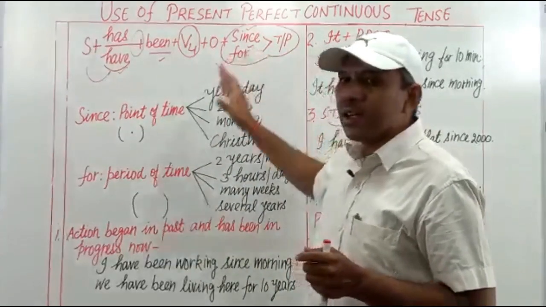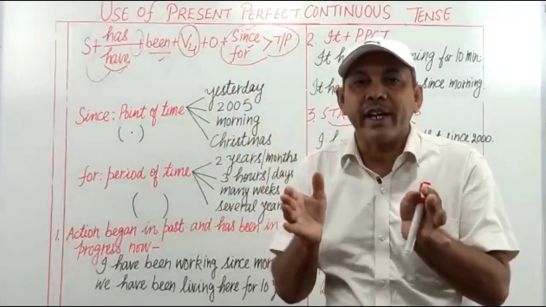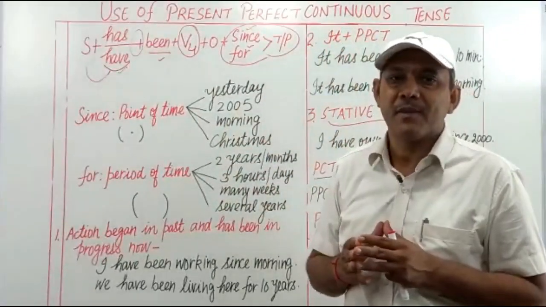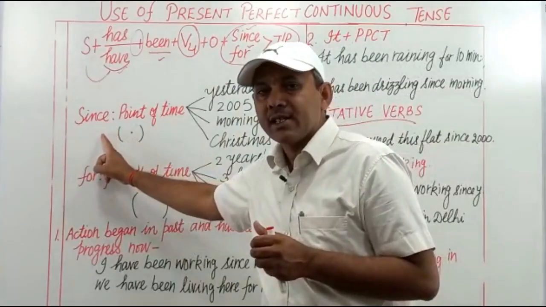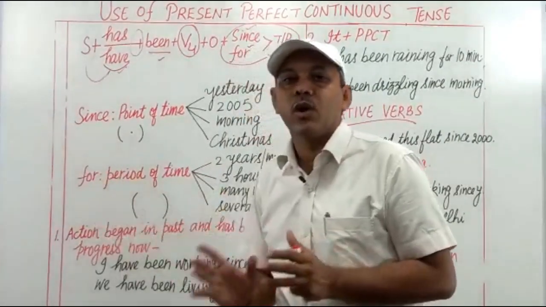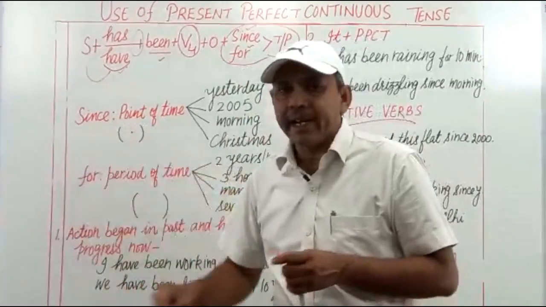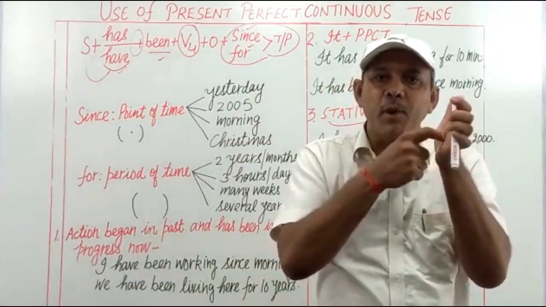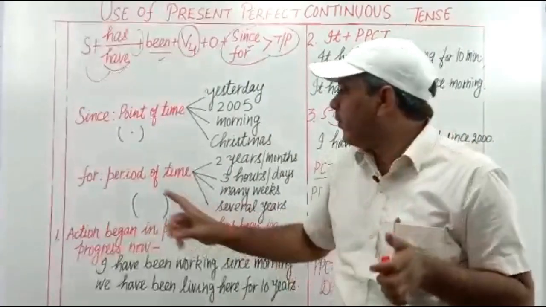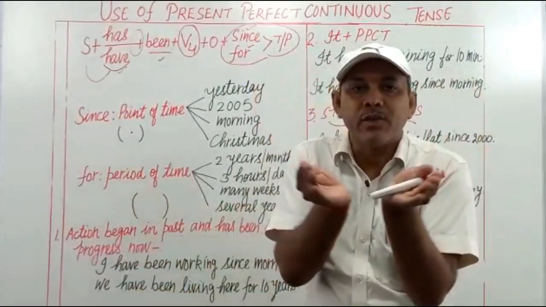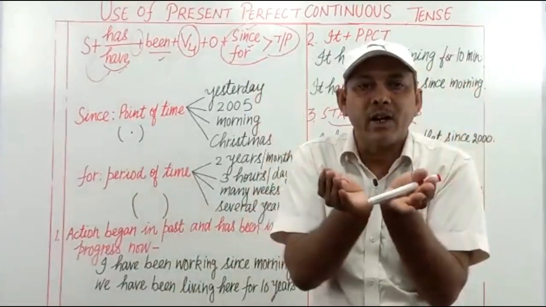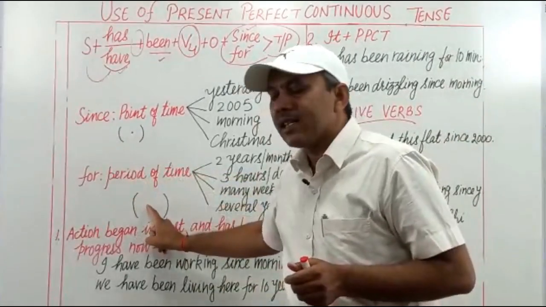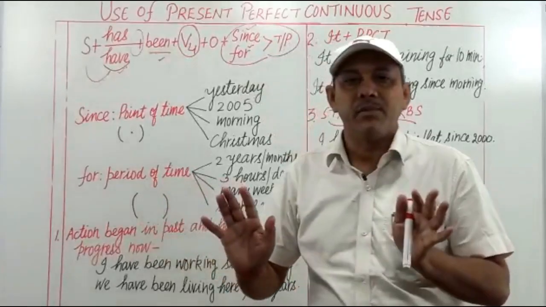Since or for indicate the time phrase used in present perfect continuous tense. Where do we use since and where do we use for? Since indicates a particular point of time, while for indicates a period of time. It is a point of time and it expresses a period of time.